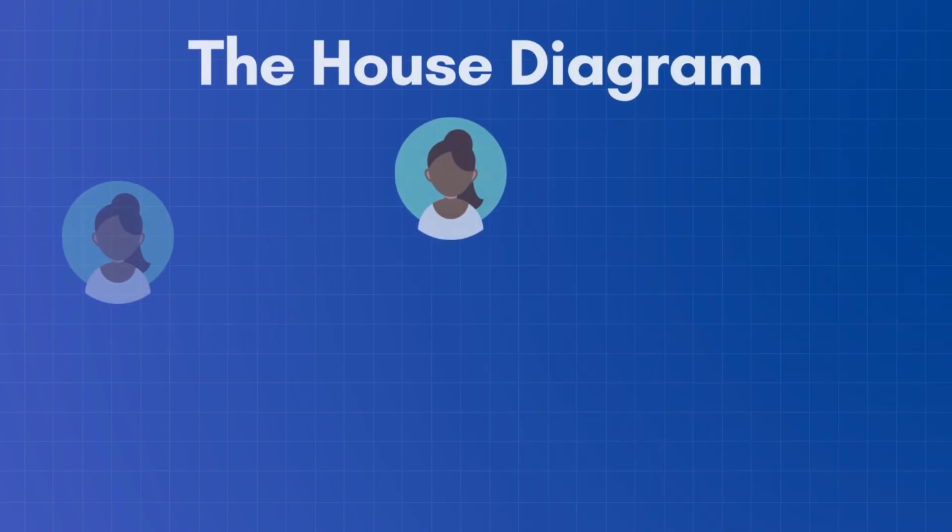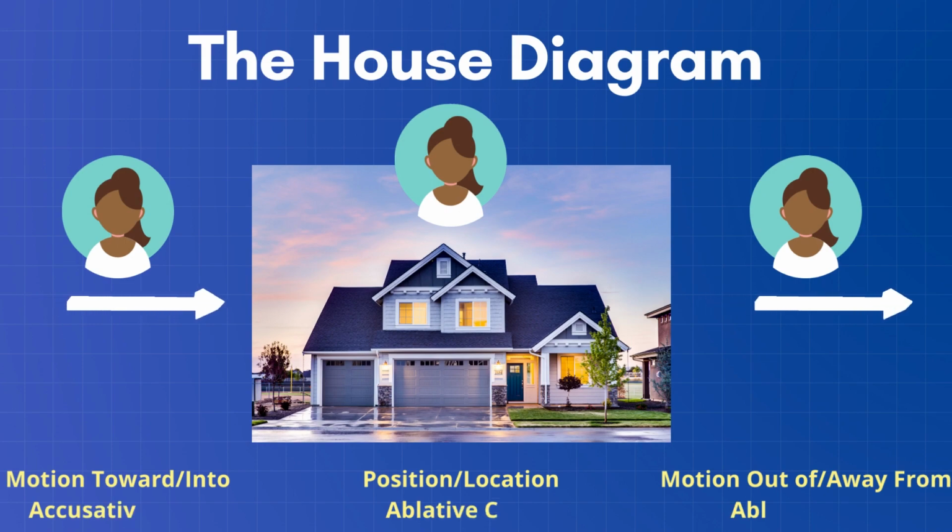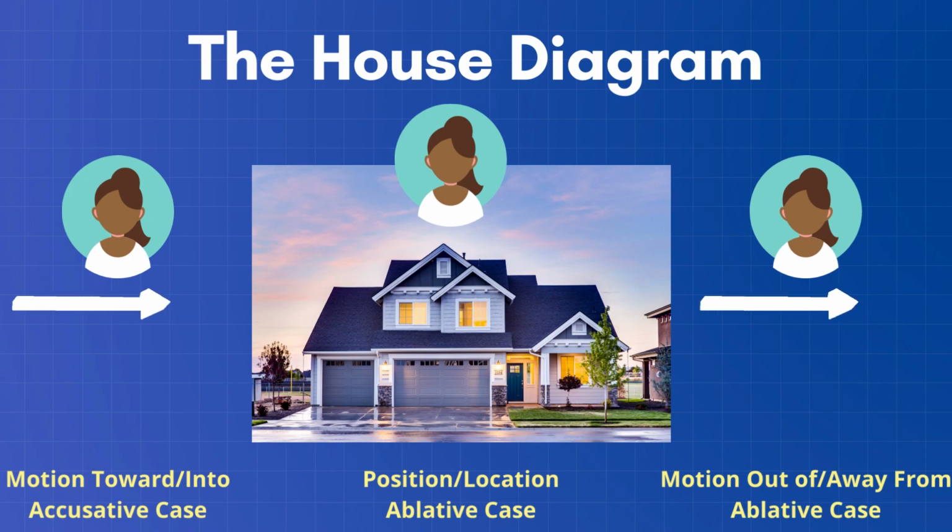I know that you've probably heard this before, but in that video on prepositional phrases, I showed you that I usually use a house diagram in my classes. It's just one of the easier ways for me to visualize this for my students. So if you're showing motion towards something or into something, we use the accusative case. If you're trying to show position or location and there's no motion involved, like I'm in the house, you would use the ablative. Or if you're trying to show motion out of or away from, we'd also use the ablative.